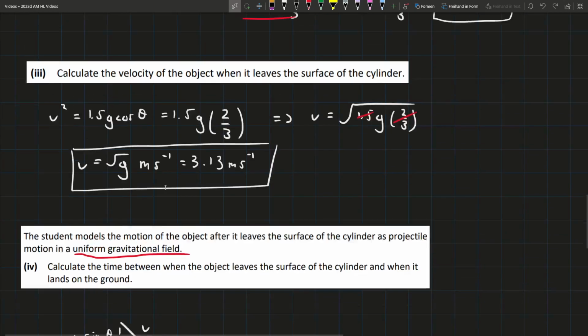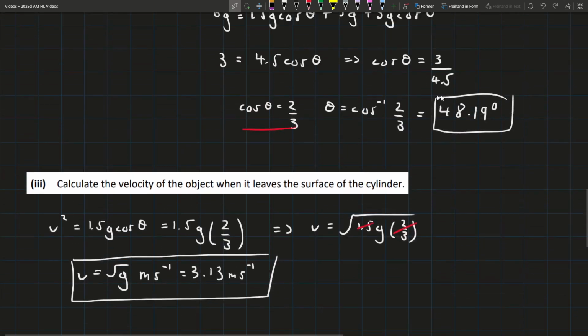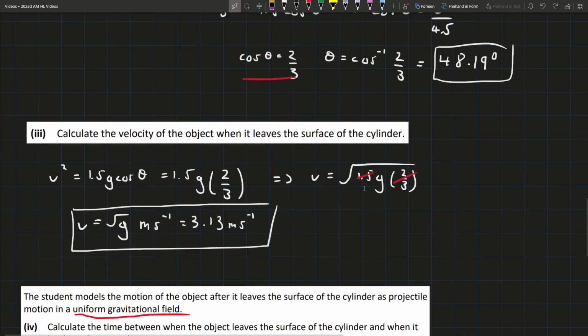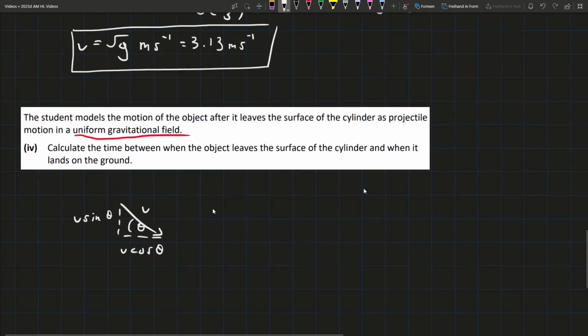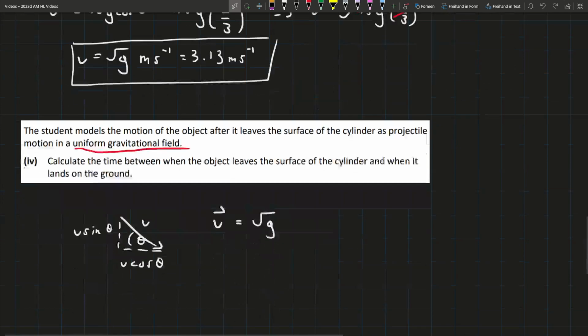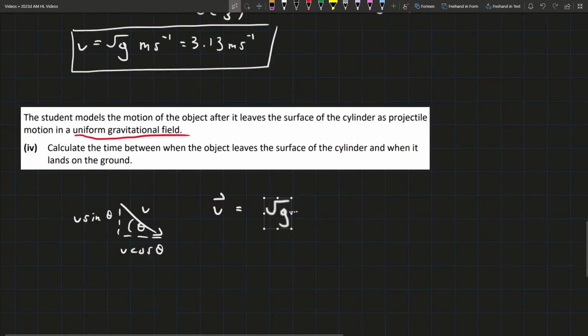So this will be V sine theta, and this will be V cos theta. Now you can just use your value for V and your value for theta and calculate those, but I like to do things very accurately. You don't have to, but I like to. So for V, I'm going to put it in as root g. The total velocity will be root g, and we're going to look at i first. Cos theta is 2/3, as we have up there, so we'll have 2 root g over 3 i, and then the j is going down.